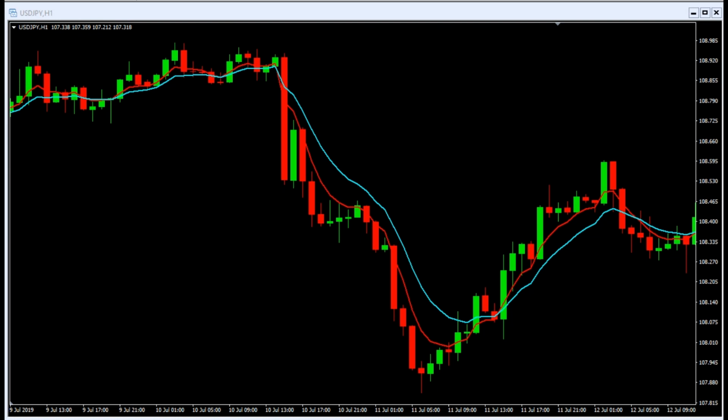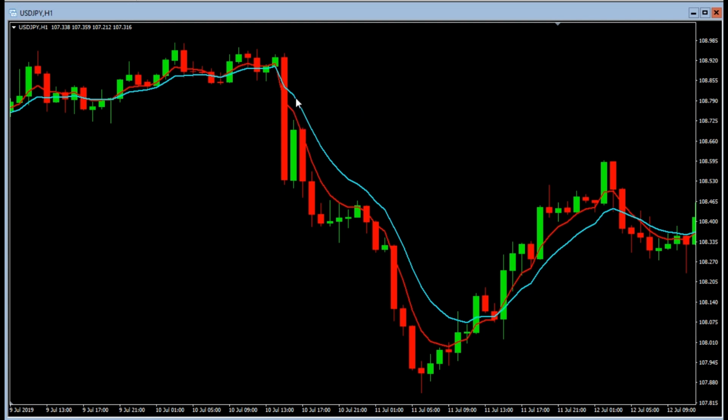A few days back, we started building a profitable forex trading system. I have put up two parts already, and this is the third one today. In part one, our strategy was based on moving averages. Here we have two moving averages. The one in red is the 5-period exponential close, and the one in blue is the 10-period exponential close.